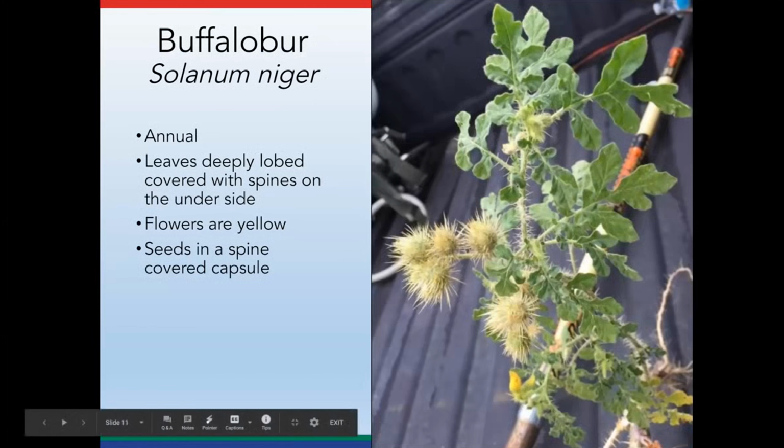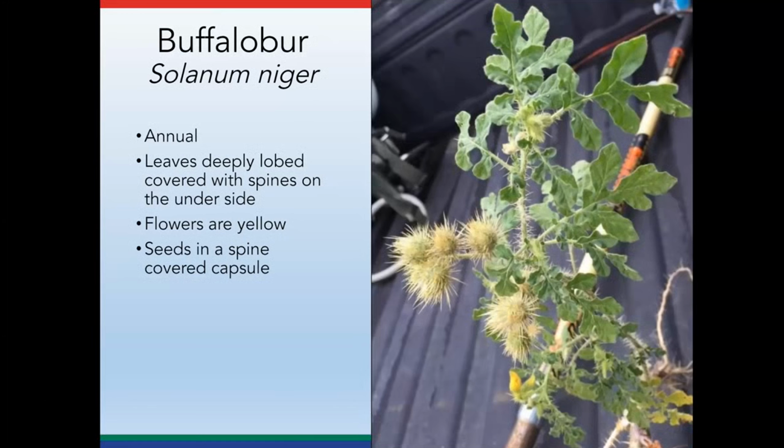So buffalo burr, this is a species I have actually been finding more and more in my area. It's typically associated with cropping areas, but we've been finding it more along roadsides and things like that. Buffalo burr is also in the nightshade family. It is an annual plant. As you can see, its leaves are deeply lobed with lots and lots of spines on them.